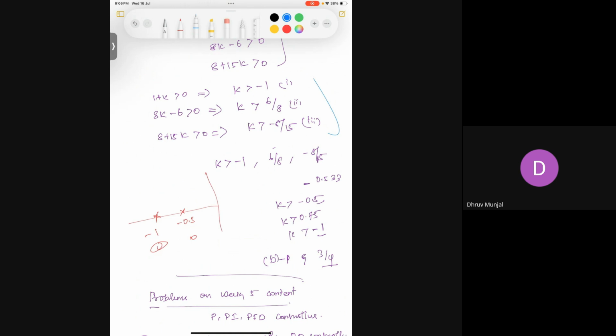So this is the best range. Based on the question's options, this is the best range. It can be out of that also, but we are not caring about it right now because the options are not given broadly, right? That's why.